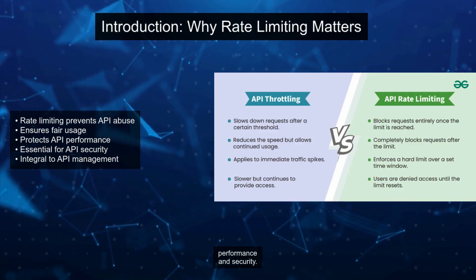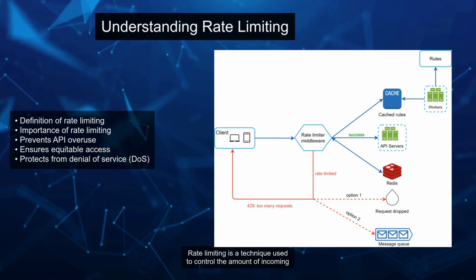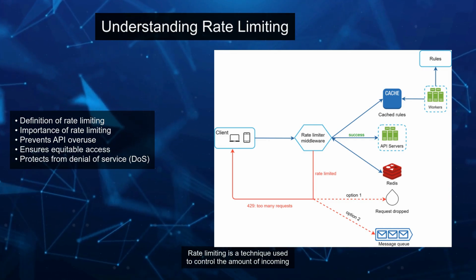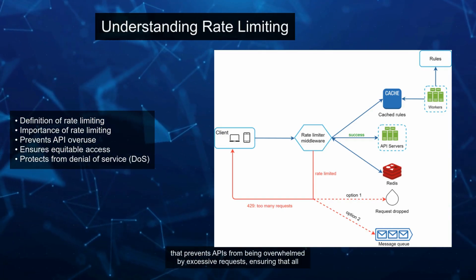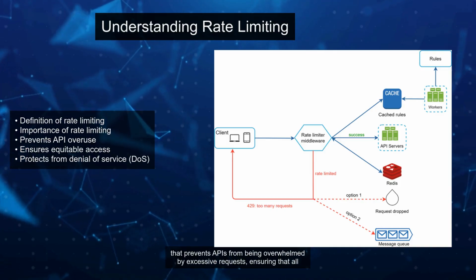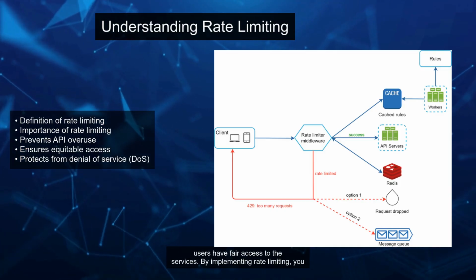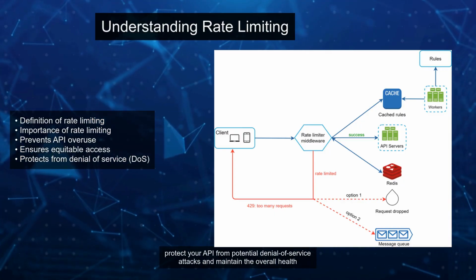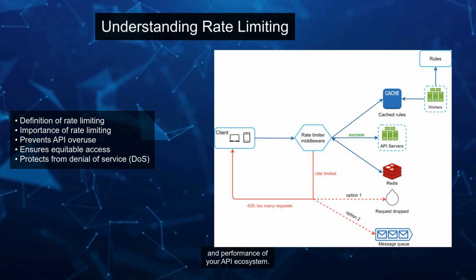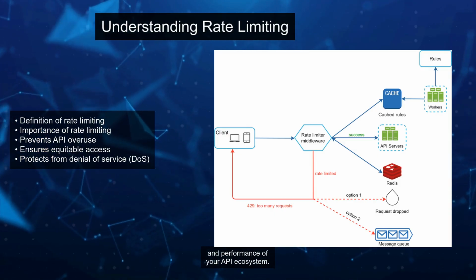optimal performance and security. Rate limiting is a technique used to control the amount of incoming and outgoing traffic to or from a network. It's a vital strategy that prevents APIs from being overwhelmed by excessive requests, ensuring that all users have fair access to the services. By implementing rate limiting, you protect your API from potential denial of service attacks and maintain the overall health and performance of your API ecosystem.